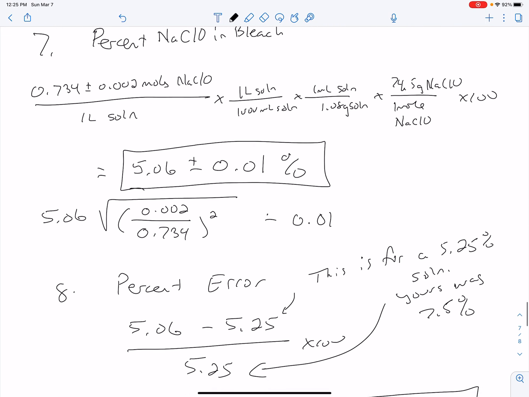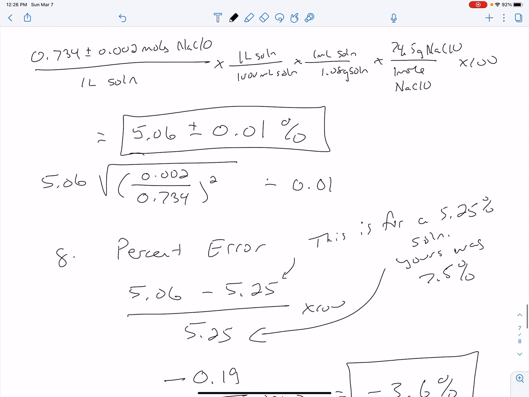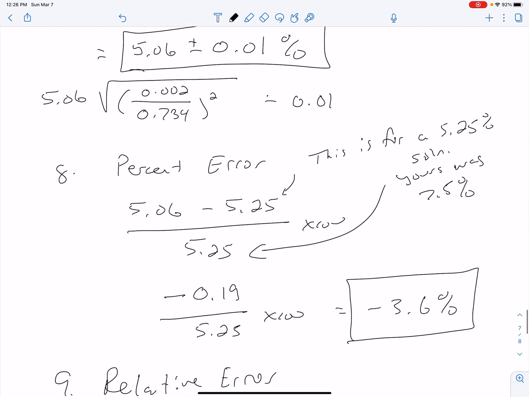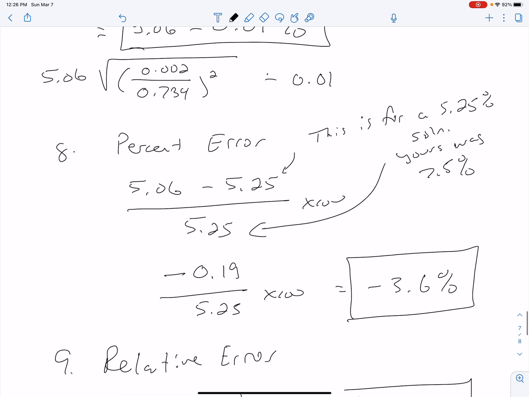To find the percent error, remember my solution that I used, this is from a few years ago, was 5.25. Yours will just be 7.5. So I took 5.6 minus 5.25 all over 5.25. When I subtracted the first two, I got negative 0.019. So that's only 2 sig figs. All over 5.25 times 100, negative 3.6%.